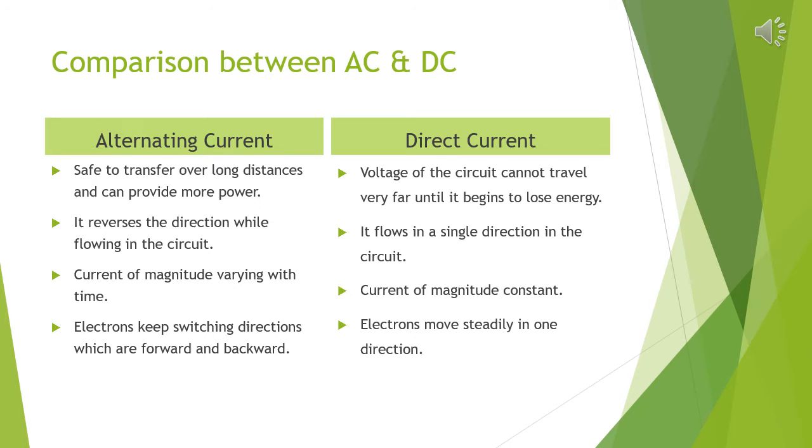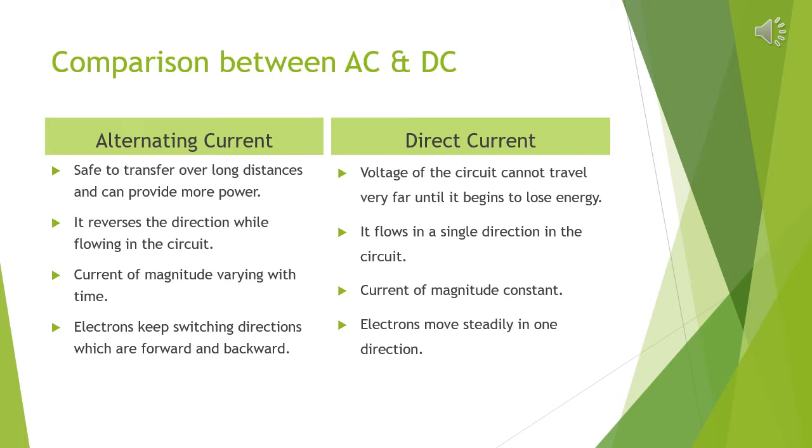There are some comparison between alternating current and direct current. First, for alternating current, it is safe to transfer over long distance and can provide more power. For direct current, the voltage of the circuit cannot travel very far until it begins to lose energy. Second, for alternating current, it reverses the direction while flowing in the circuit. For direct current, it flows in a single direction in the circuit.